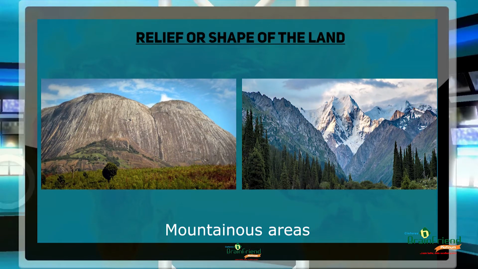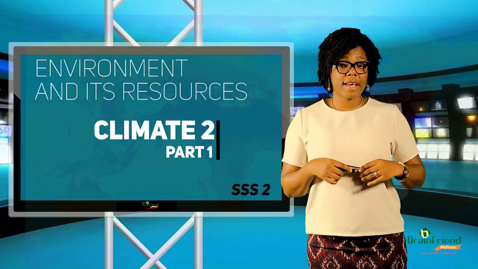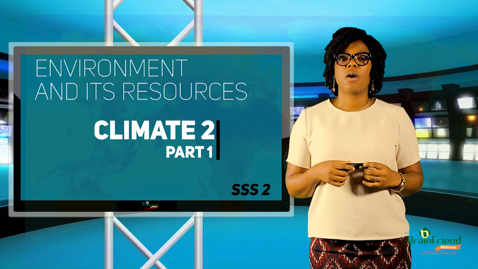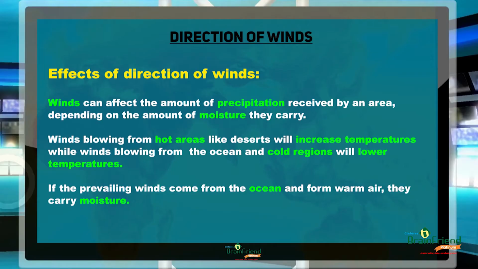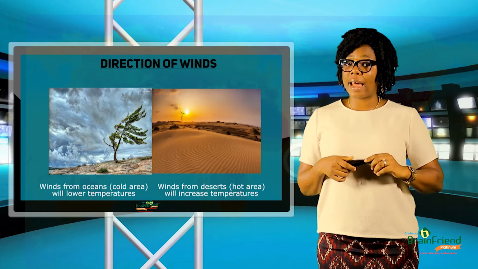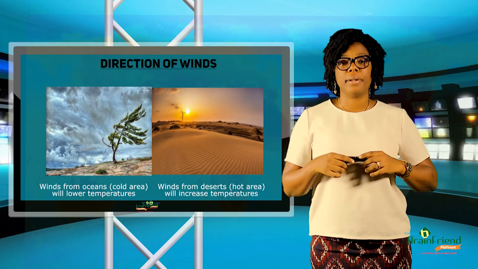These are images showing mountainous areas. Now let's take a look at the effects of direction of winds on the climate and weather of a region. Winds can affect the amount of precipitation received by an area depending on where they are blowing from. It can also affect the weather and climate depending on the amount of moisture it is carrying.